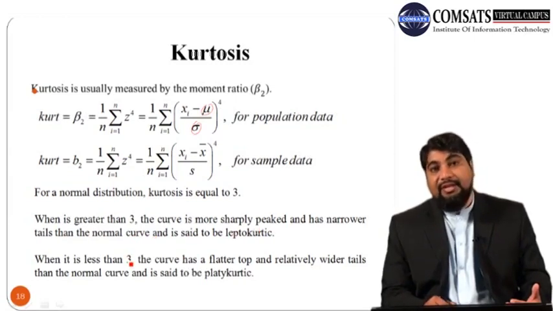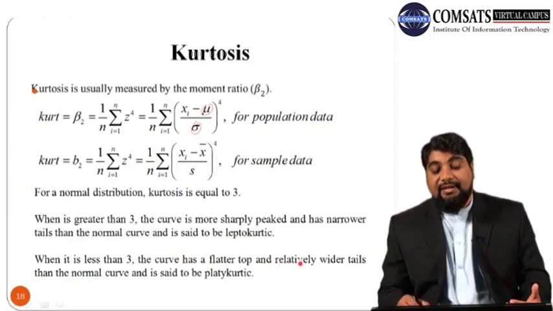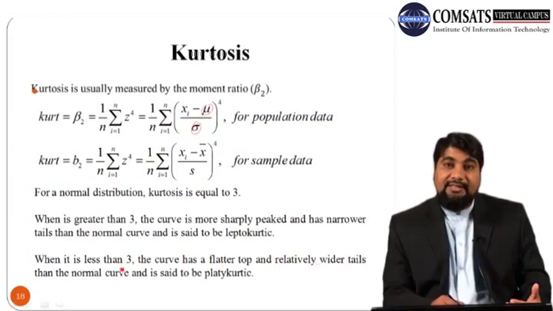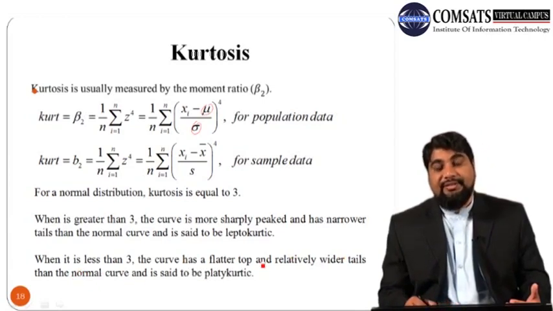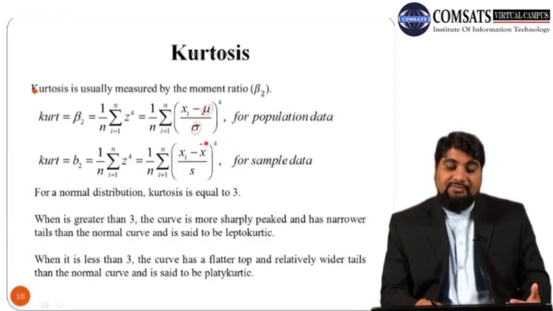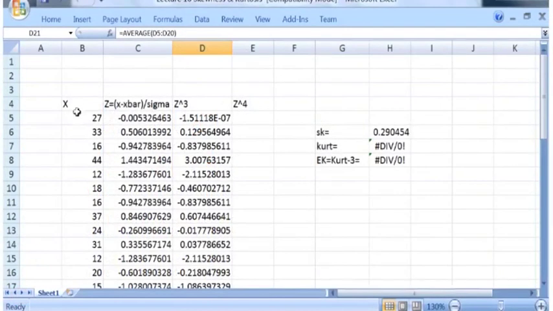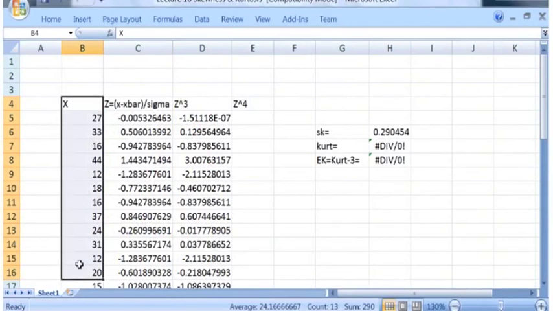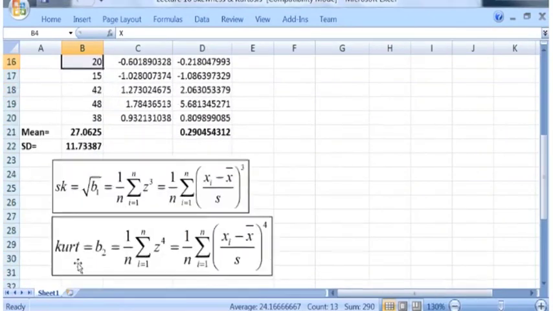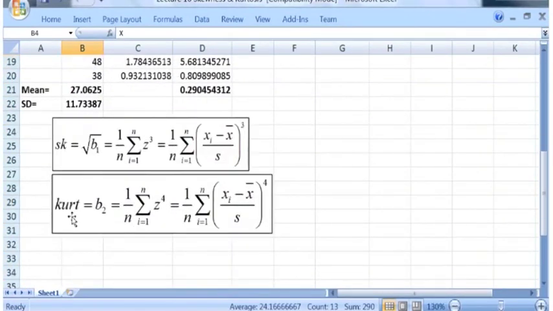When the value of kurtosis is less than 3, the curve has a flatter top and relatively wider tails than the normal curve, and it is said to be platykurtic. So we can use this formula to calculate the kurtosis in Microsoft Excel. Here is the same data set in our Microsoft Excel spreadsheet program. Here is the formula for calculating kurtosis.